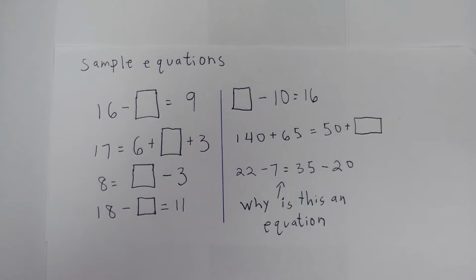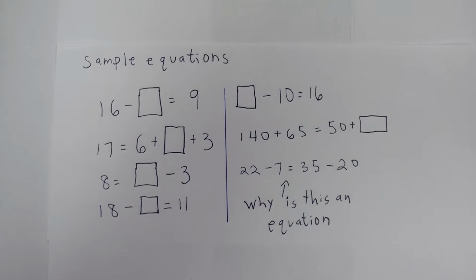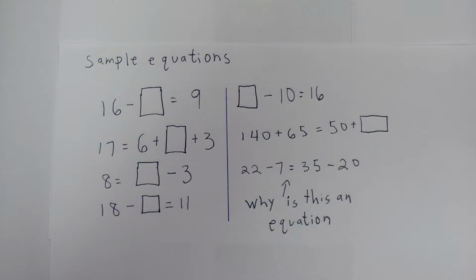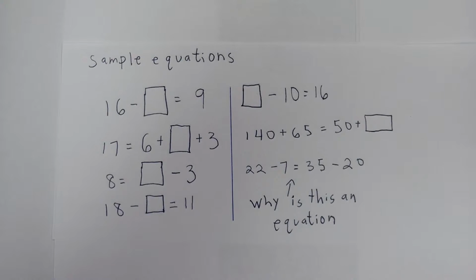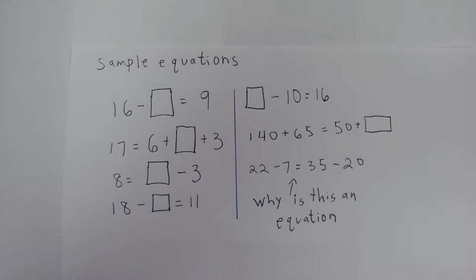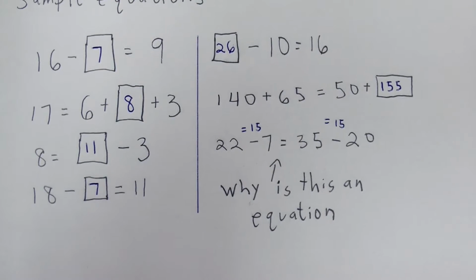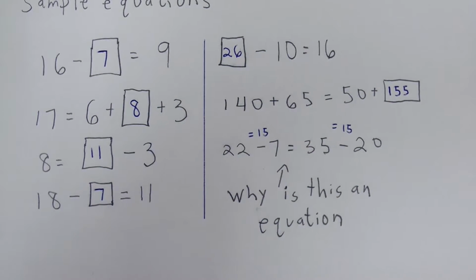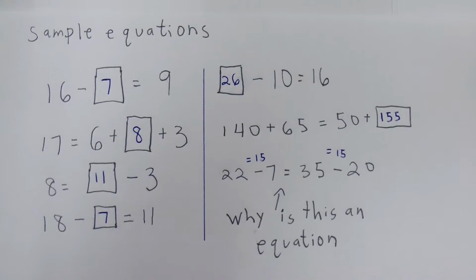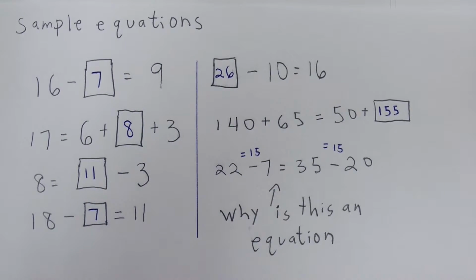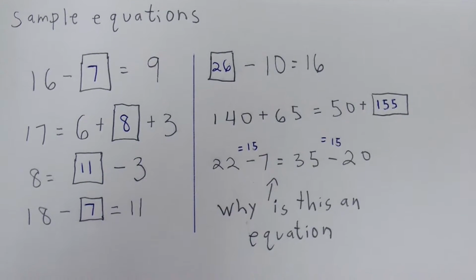Pause the video and try these examples on a scratch sheet of paper. After you have completed your work, compare your work to the answers as you resume the video. Okay, let's consider the answers. Remember that an equation means both sides have to be equal. 16 minus 7 is 9, and 9 equals 9.